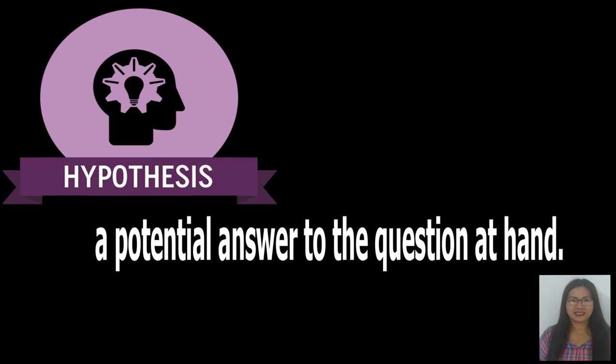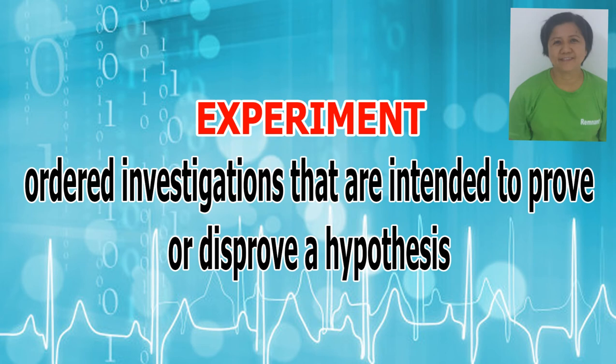Sometimes, hypotheses look like predictions. The scientist predicts what the outcome will be when he tests the hypothesis. The scientist's test is also called an experiment. It is an ordered investigation that is intended to prove or disprove a hypothesis. Important data comes from performing an experiment. The scientist has to make observations of the results that he gets from the experiment.